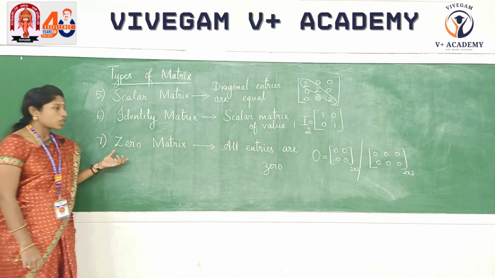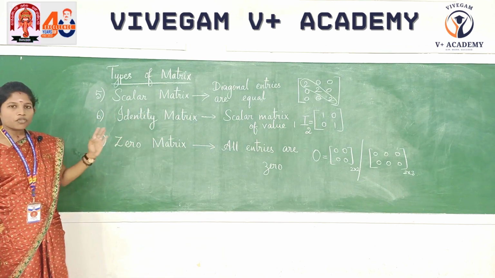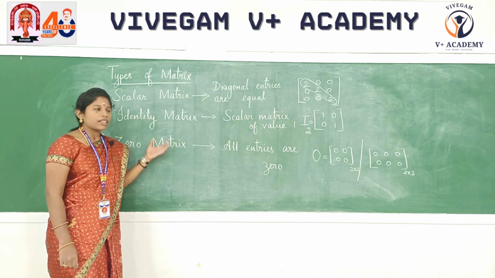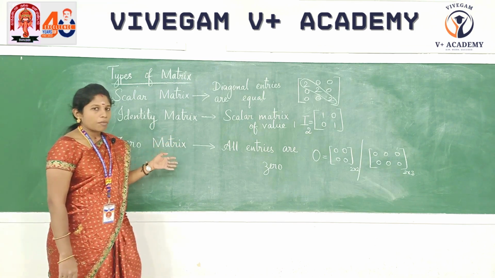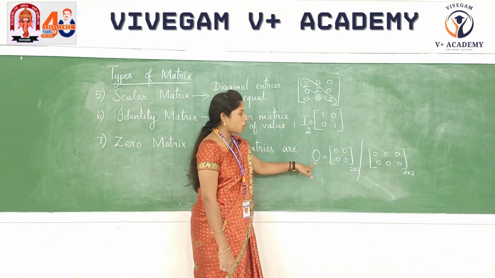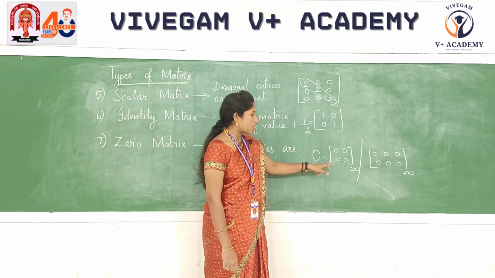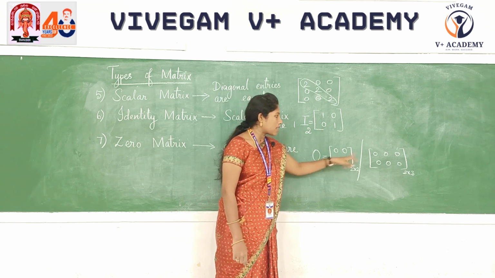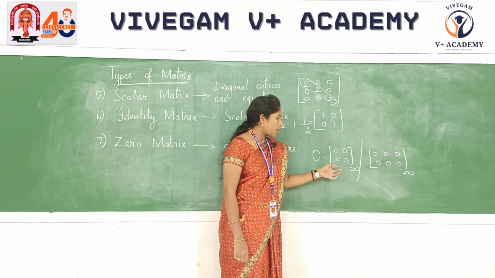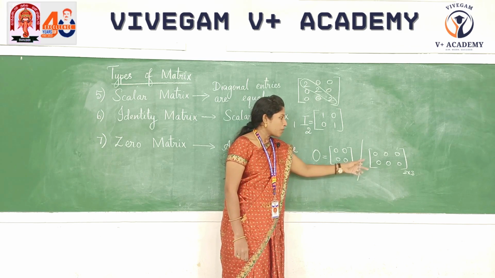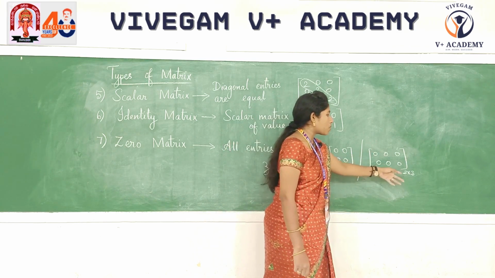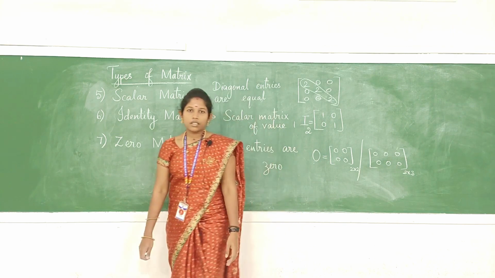The next one is a zero matrix. If all the entries of the matrix are 0, then the matrix is said to be a zero matrix. We denote it with capital O to represent a zero matrix. It has all entries as 0 in both examples, and its order is 2 into 2. And here 2 rows and 3 columns, so the order is 2 cross 3.